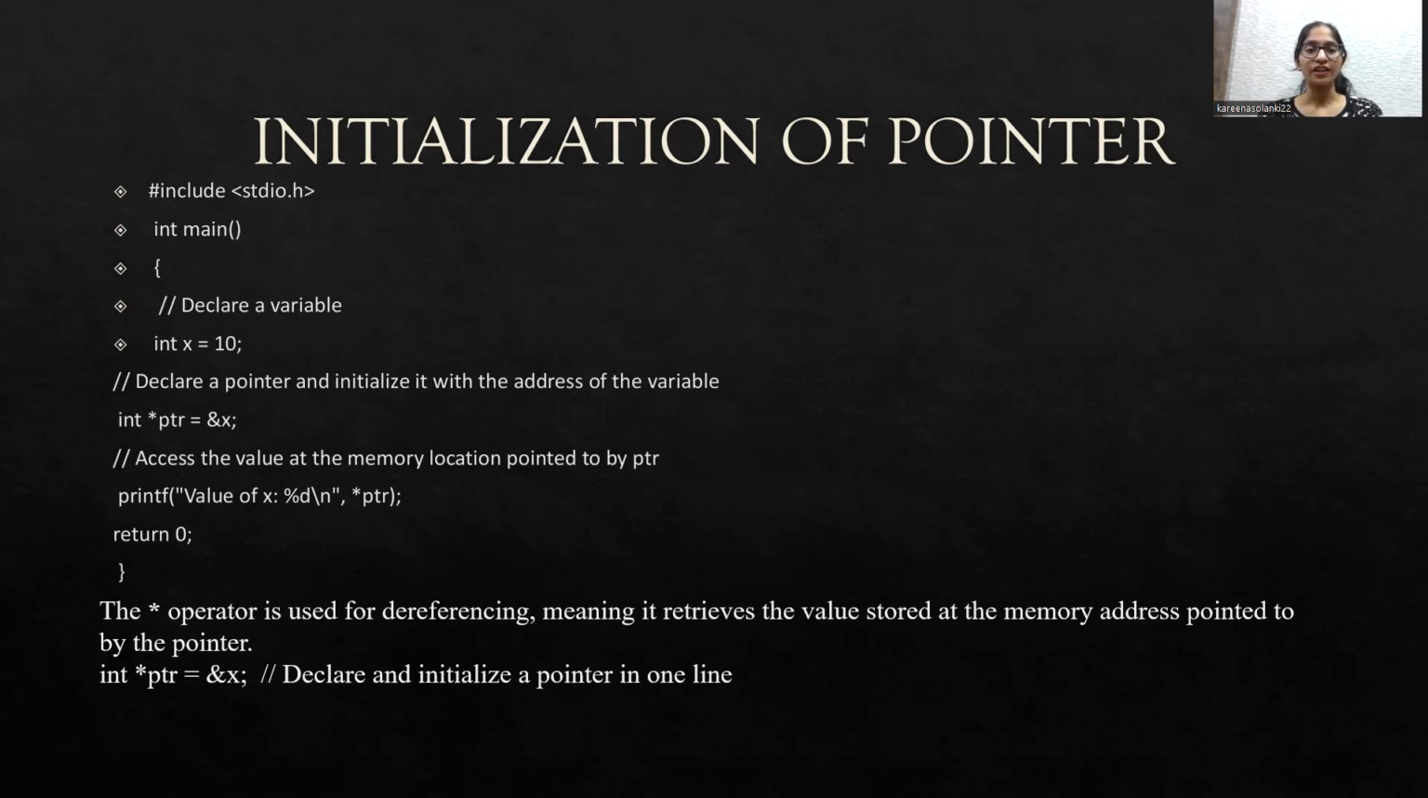Next is accessing the value at the memory location pointed to by ptr. The printf statement here is used to print the statement: value of x is %d backslash n. Here backslash n is used for the new line, and *ptr gives the value at the memory location pointed to by ptr. Then return 0 followed by the closing brace. Here the star operator is used for dereferencing, meaning it retrieves the value stored at the memory address pointed to by the pointer. The whole program can be simplified in a single statement, which is int *ptr equals &x followed by a semicolon.